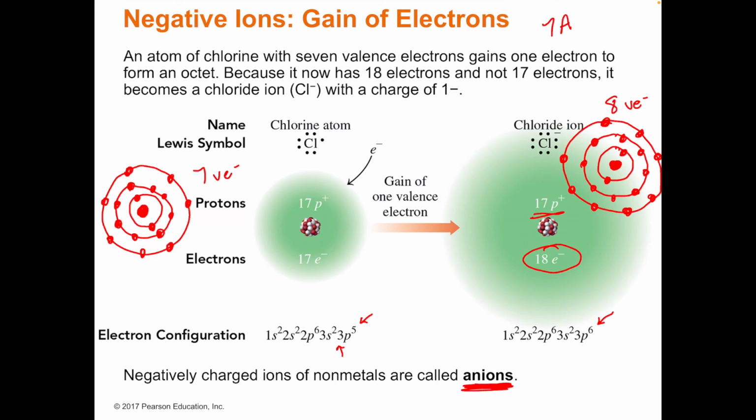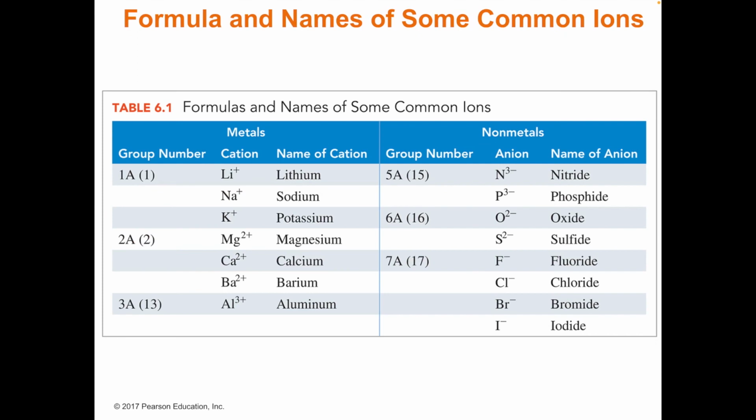So if it was in group 5A, that would mean it has 5 valence electrons, and it would need to gain 3 electrons to get to 8. So it's going to form a 3- charge. If it's in group 6A, then it has 6 valence electrons. It will need to gain 2 to get to 8, so it will end up with a 2- charge. If it has 7 valence electrons, like chlorine in this example, then it will only need to gain 1 to get to 8. Okay, so again, we're seeing a pattern here.